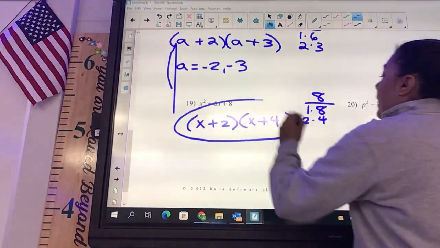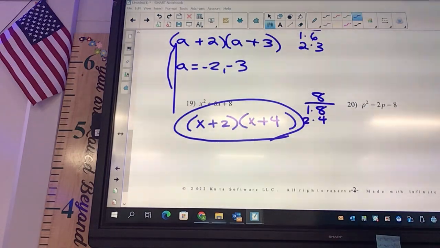We stop. Okay, you guys got 10 of them to do on your own. Get them done and then put it in the box back there.